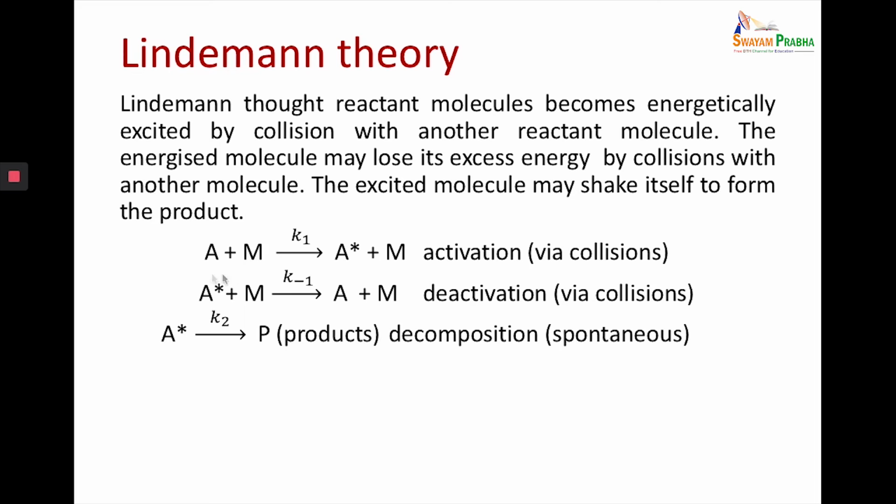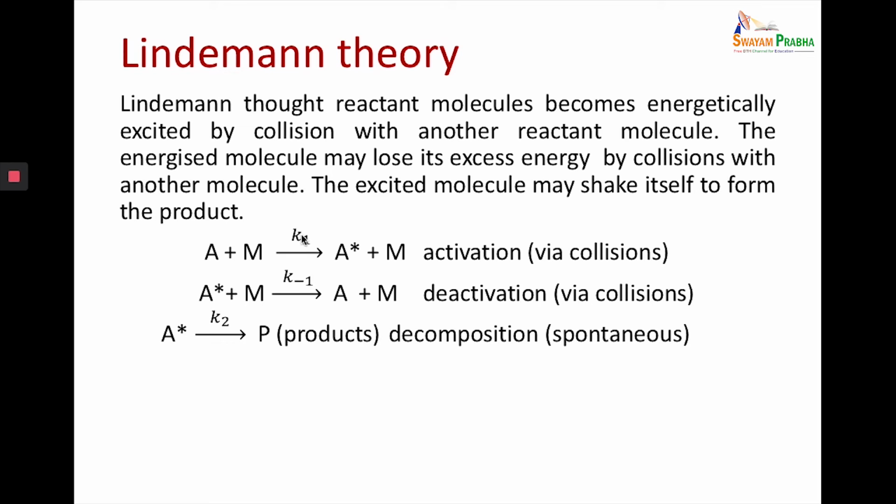There is another molecule M, and A and M collide with the rate constant K1, and A becomes energetically excited. We represent that by a star in the superscript, A star plus M. So this has become activated by collision. Now this A star can again collide with M and get deactivated.